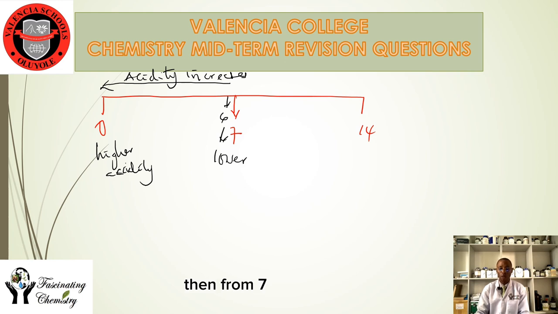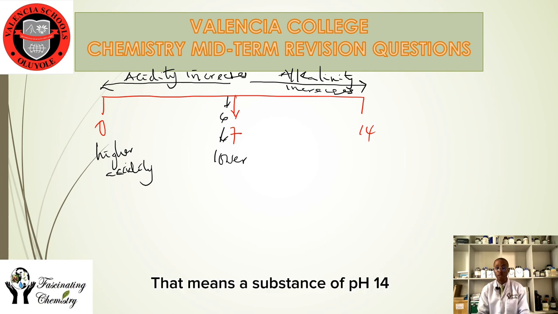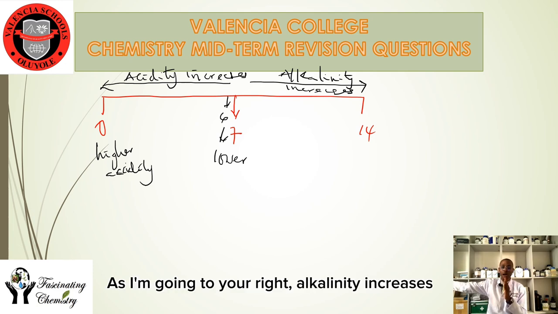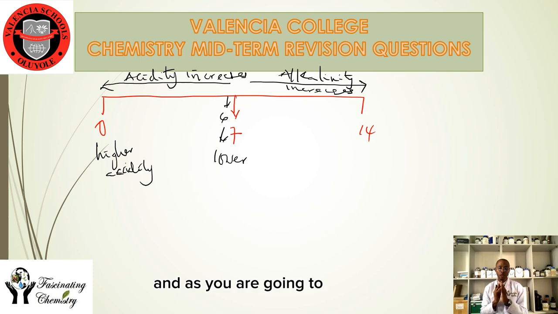Then from 7 across to 14, the alkalinity increases. So that means a substance of pH 14 is more basic than one of pH 8. My illustration is to consider yourself to be at the center where you have a neutral point at 7. As you're going to your right, alkalinity is increasing like that, and as you're going to your left, acidity is increasing in that direction.